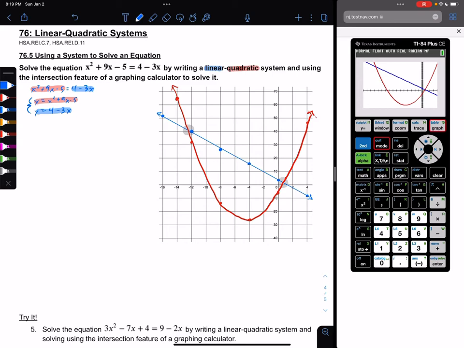So we're going to go second, calculate, and then we want to find an intersection point. So that's going to be number 5. First curve, just make sure it's on either the red or the blue line, doesn't matter where. It's on the blue one, so we're going to hit enter. Second curve, make sure it's now on the red line, which it is. So I'm going to hit enter.